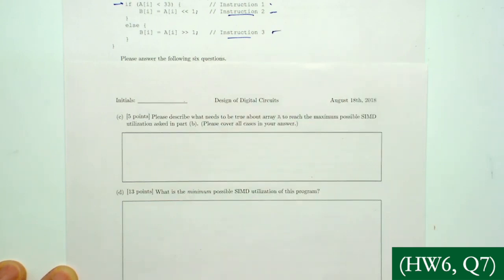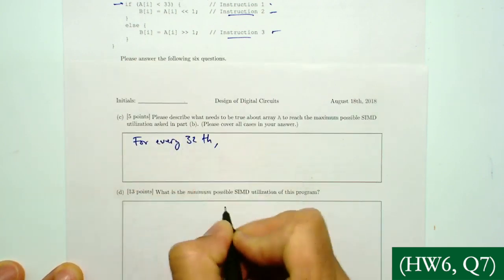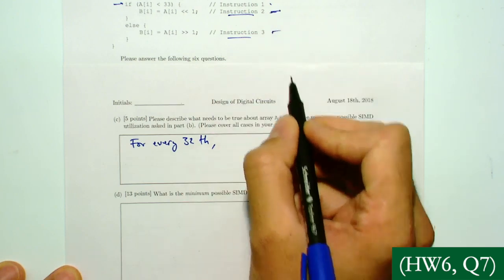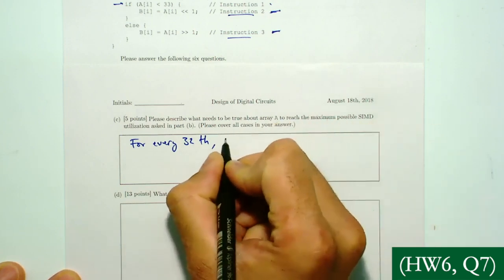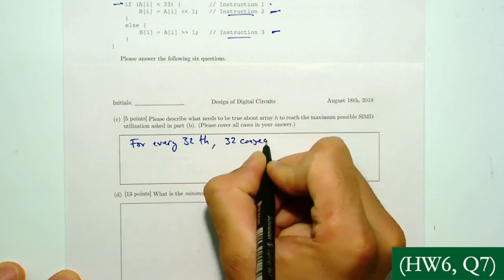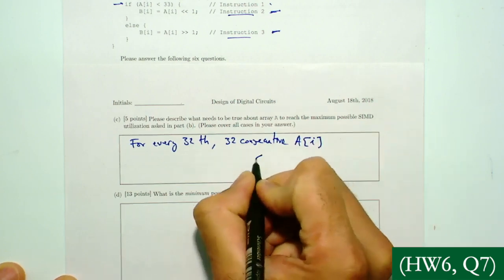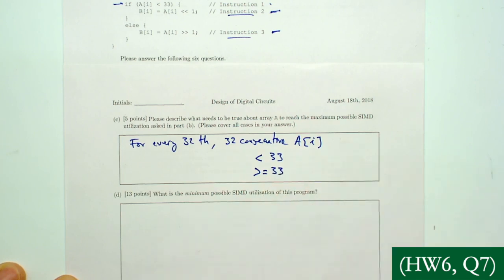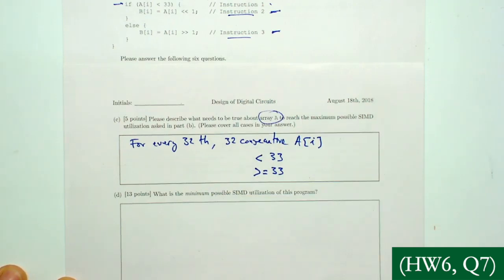So the right answer here is that for every 32 threads, they all will go and execute instruction two or instruction three. Which means for every 32 consecutive threads, we will have 32 consecutive values of A which are lower than 33, or greater or equal to 33. That's the answer, and that's what needs to be true for this array A in order to have maximum utilization in this program. Is that clear?